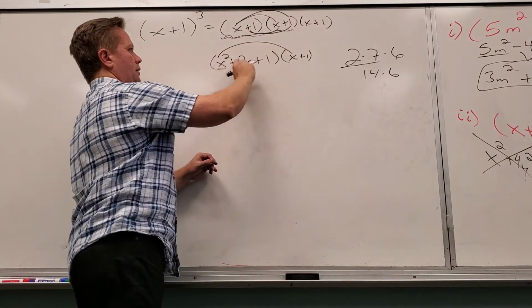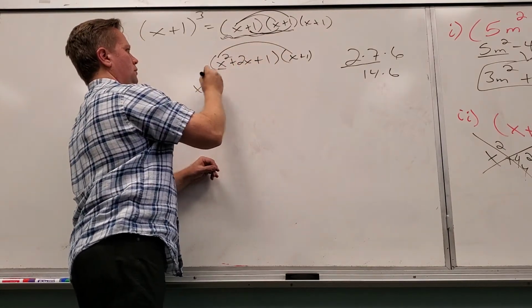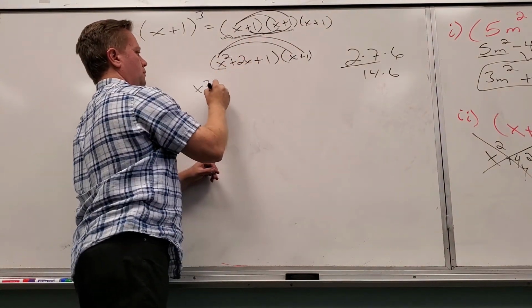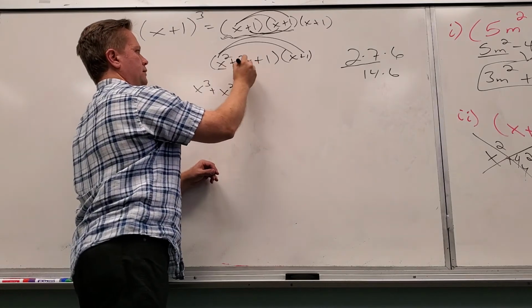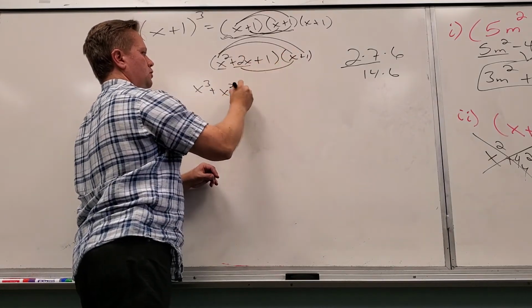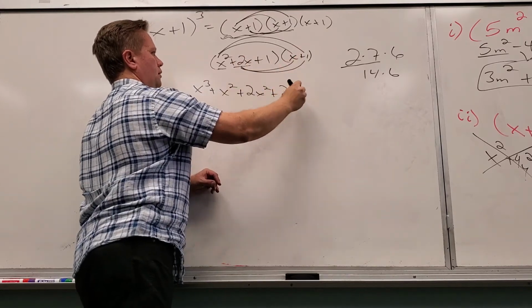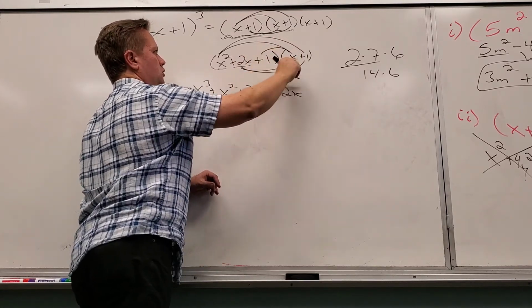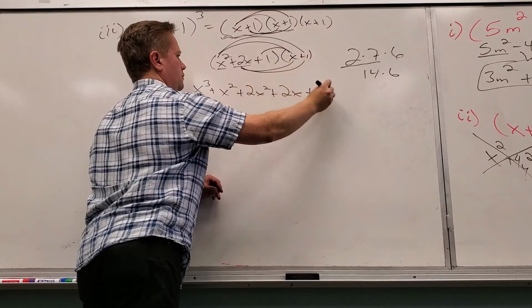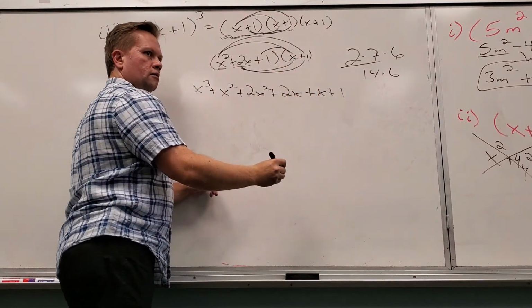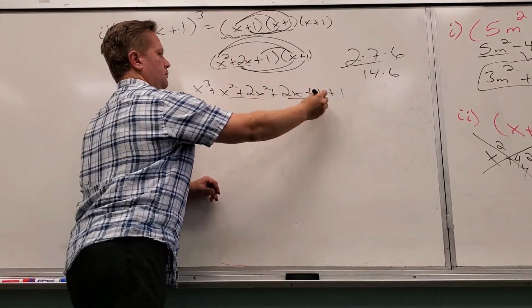So what do you guys get? We get x cubed plus x squared. Now this one gets its turn: 2x squared plus 2x. And then the 1 gets its turn, so it'll just be x plus 1. And you combine like terms?